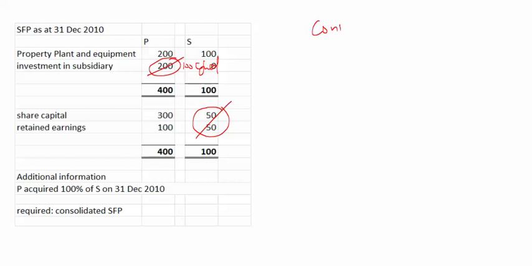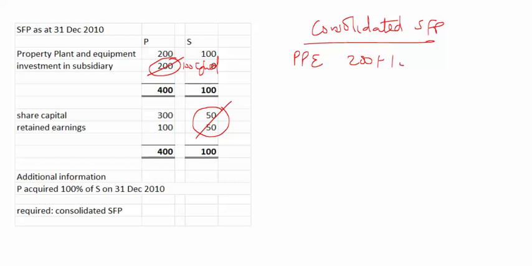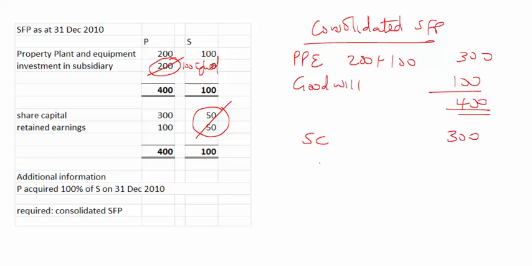So it means that in my consolidated SFP, basically I'll have my PPE, which is 200 plus 100, which is 300, and then I will have goodwill, which is 100, so it's giving me 400. Then under equity I'll have share capital 300, then I'll have retained earnings of 100. So again my books are in balance.